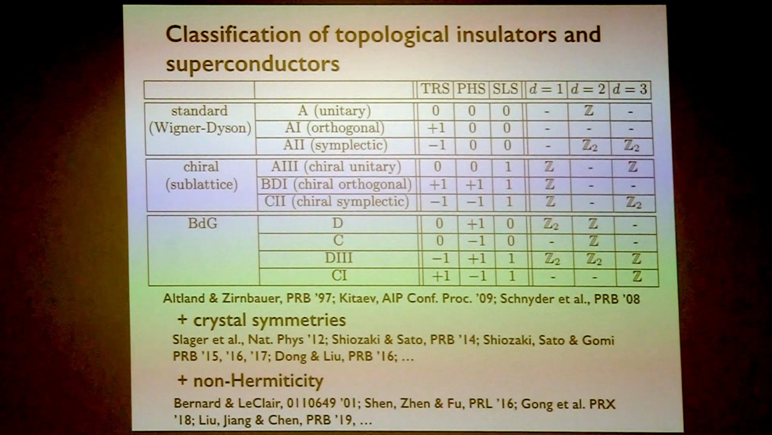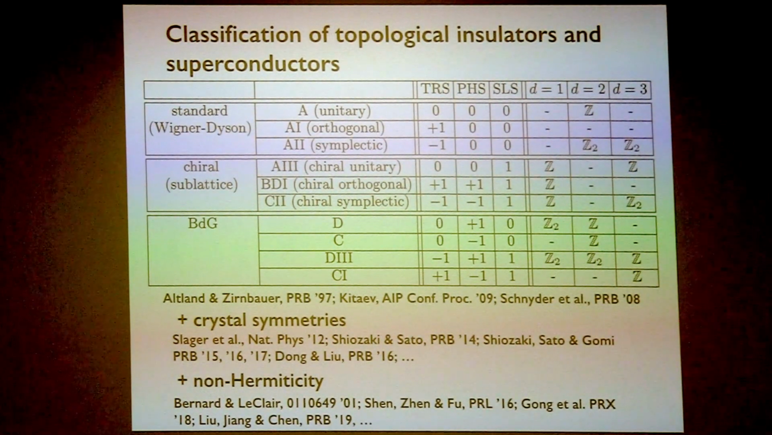Another direction is including non-Hermiticity in the systems. Because if we relax the condition that our Hamiltonian has to be Hermitian, then we also allow for the introduction of new classes of symmetries, which are only seen in non-Hermitian systems. So as you can see, these are very recent works on that.